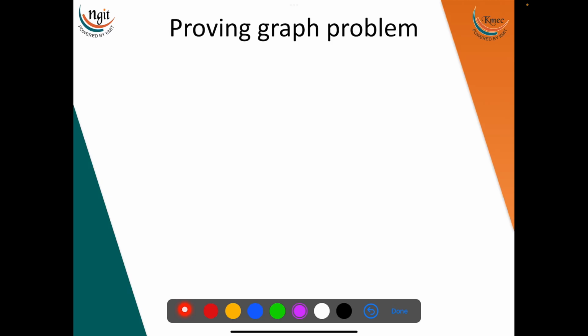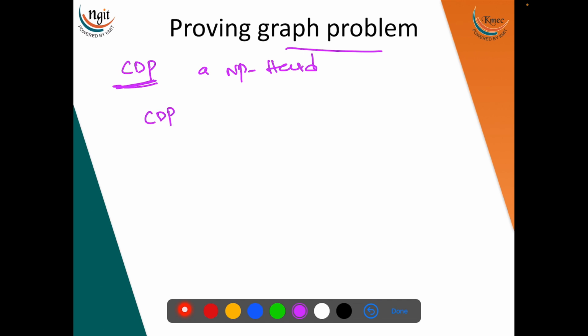That CDP, the clique decision problem, is a graph problem, and we have to prove that it is NP hard. If a decision problem is NP hard, then the optimization problem is also NP hard. Both are NP hard. Proving a graph problem as NP hard. Now we'll prove CDP is NP hard.